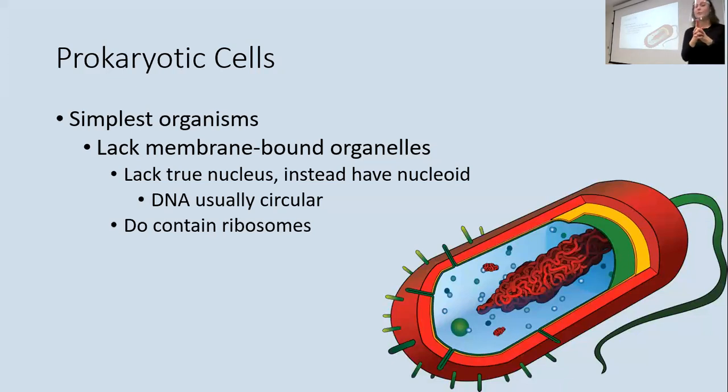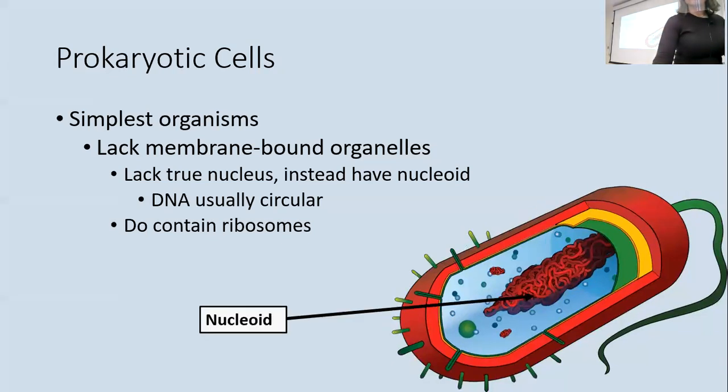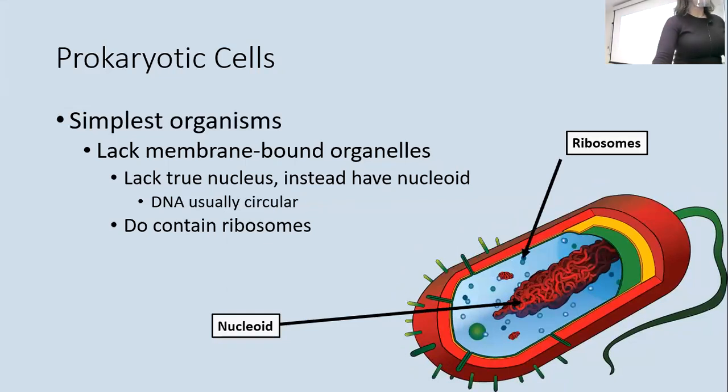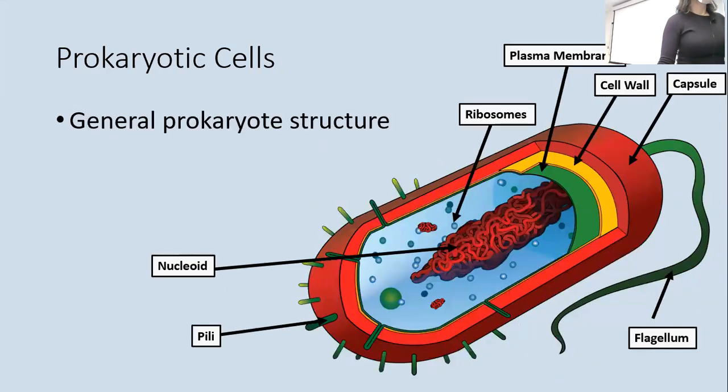And they do contain ribosomes, because as we'll learn in a little bit, ribosomes are not membrane-bound structures. There's something a little different, right? So we're not breaking any rules by having ribosomes. So we've got our nucleoid, got our ribosomes, and then a few other things that are more particularly bacterial or prokaryotic, right?